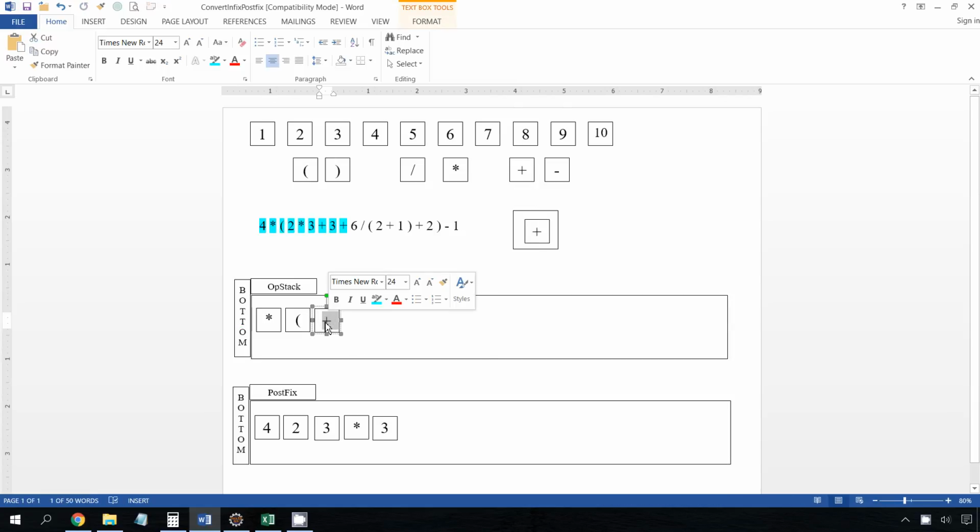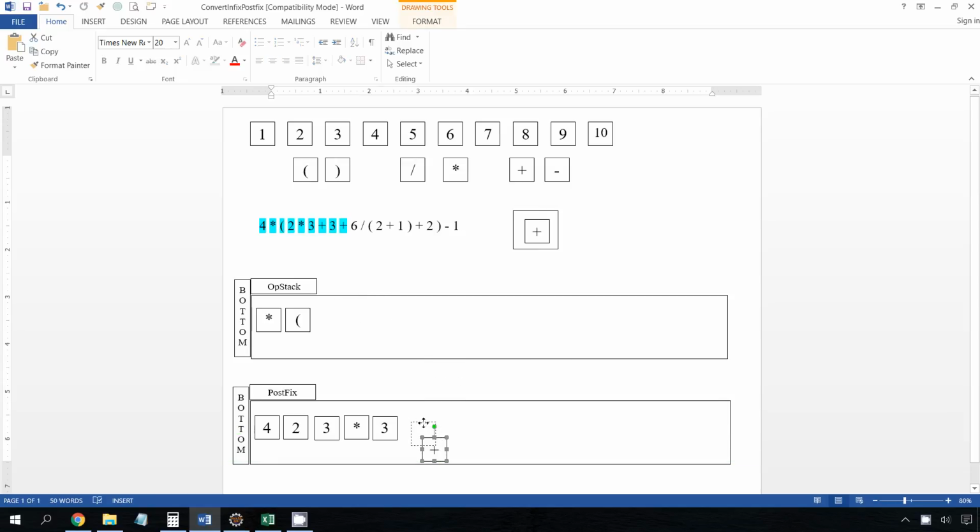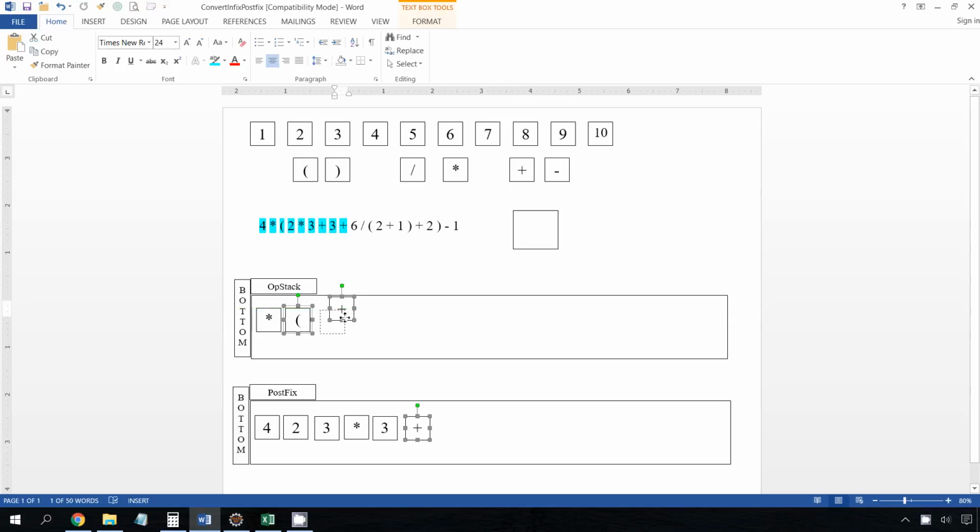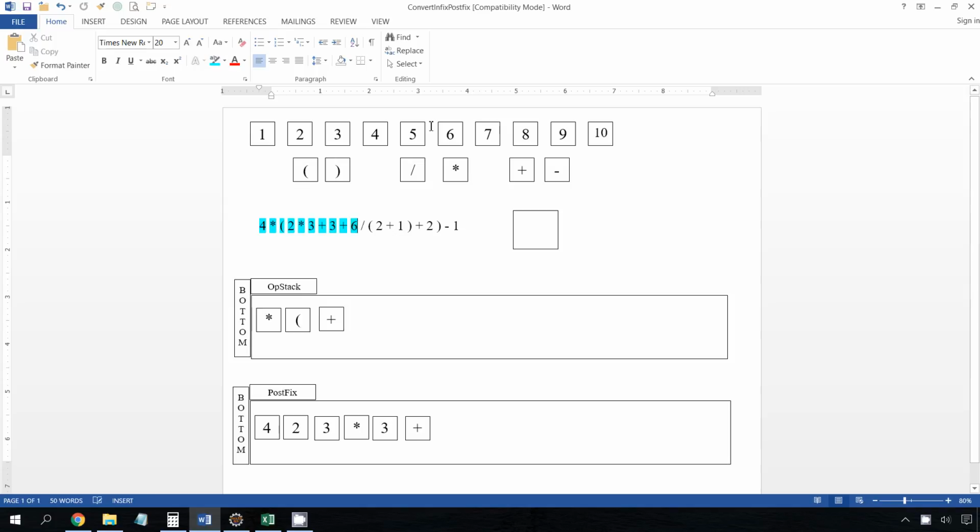Plus sign does have greater than or equal to precedence, right? In this case, it has an equal precedence. So we pop it off the op stack, push it onto postfix. Then looking at the top of the op stack, it's that left parens, which I can just ignore. So I just take my plus sign and I push it onto the op stack. Okay, next up is my 6. 6 is a value, so I just push it onto postfix.